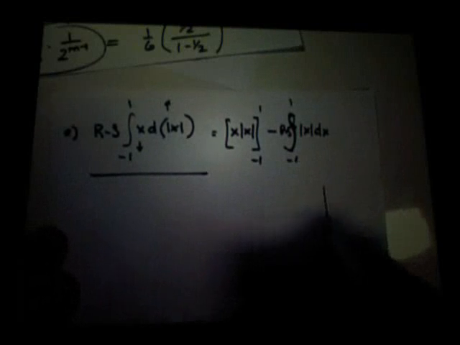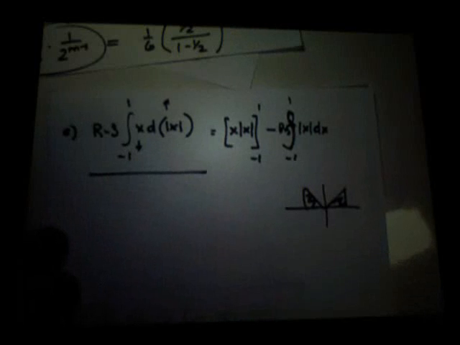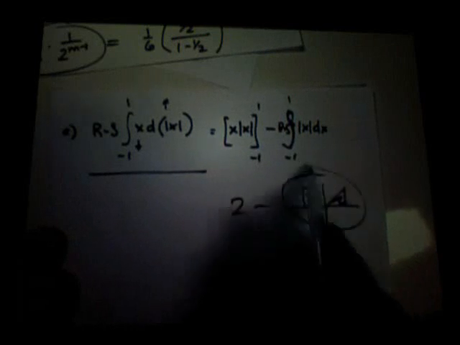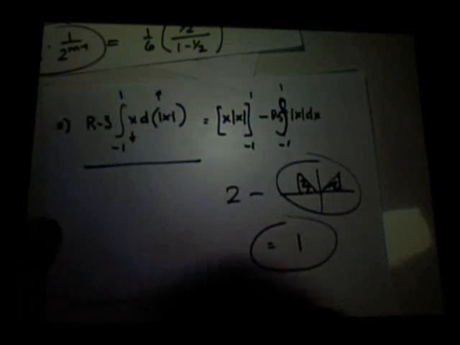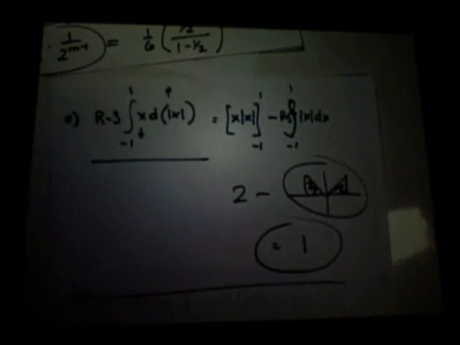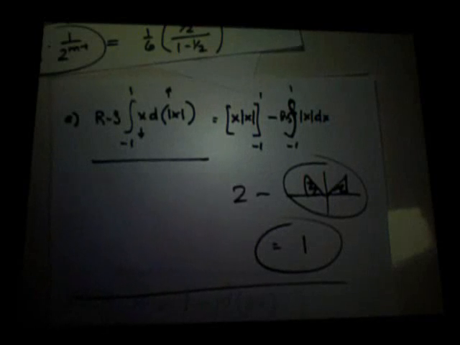This is the area under that graph, right? And what's this? When x is 1, this is 1. When x is -1, it's -1, but I'm taking that away. So it's 2 minus this area. You can see that that area is 1. So the total is 1. So the Riemann-Stieltjes integral of x with respect to the measure absolute x is 1.